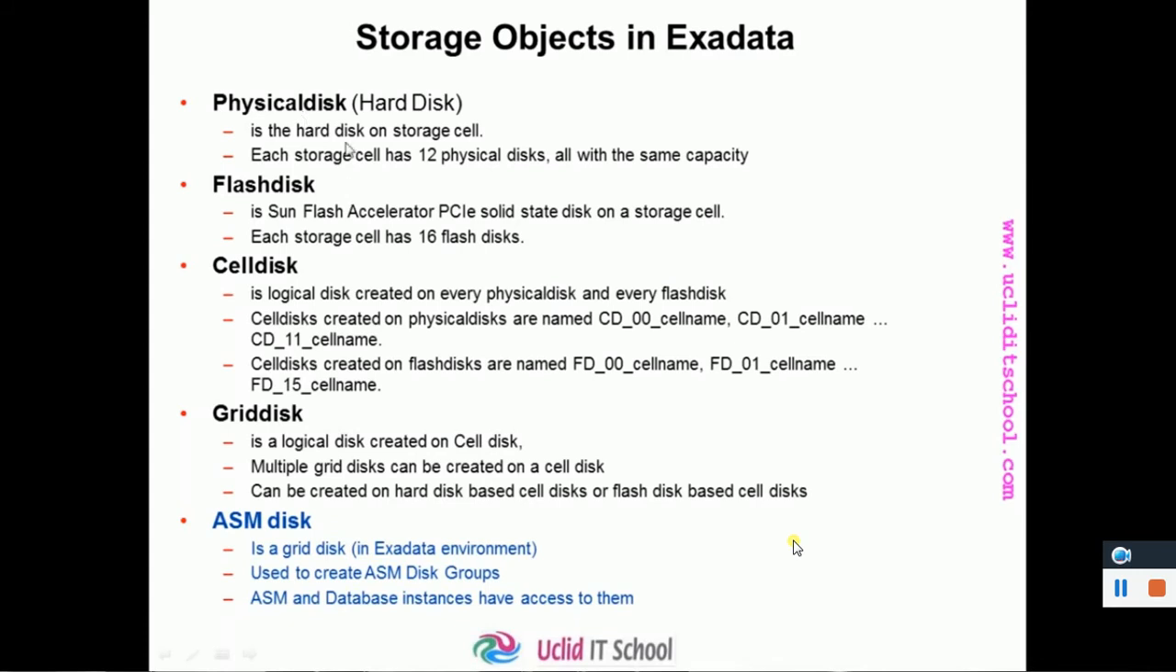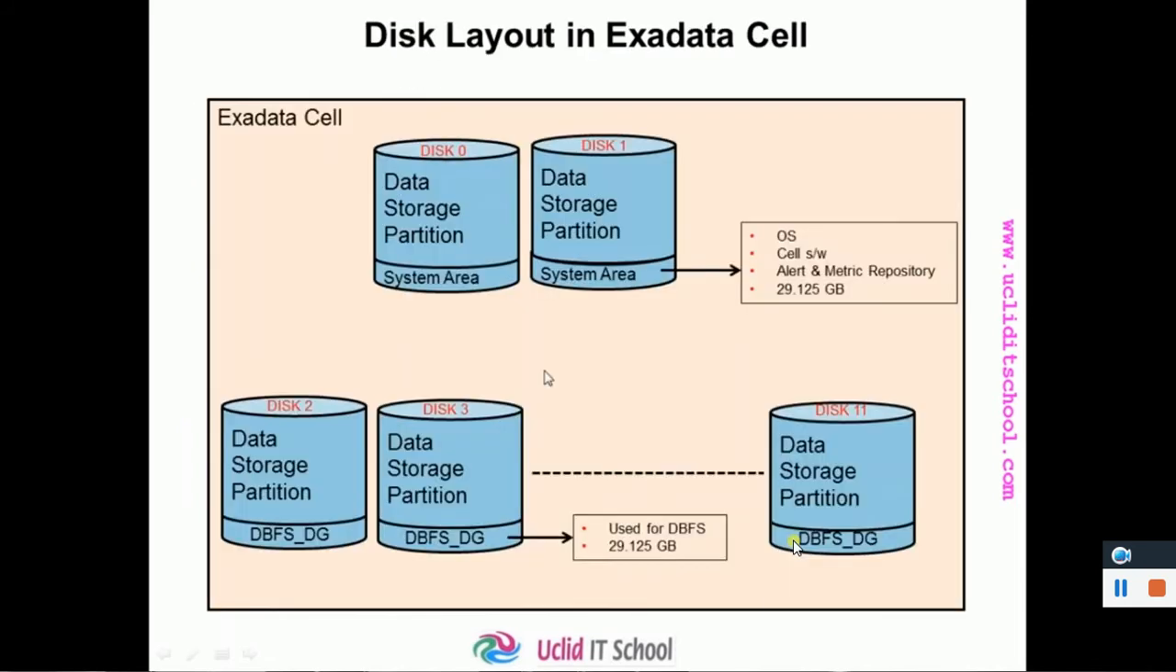So this is the hierarchy of the objects in Exadata. You have a hard disk or flash disk. On a hard disk, we create a cell disk, or on a flash disk, we create a cell disk. And once a cell disk is created, we create grid disks on the cell disk. And these grid disks are visible to ASM as ASM disks.